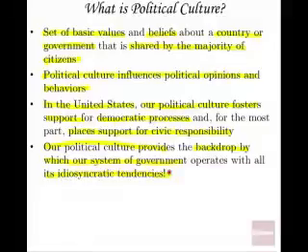Our political culture provides the backdrop by which our system of government operates with all its idiosyncratic tendencies. So there are things in the United States that maybe we take for granted that are just simply not part of the culture in other democratic countries like in the UK or in Canada. They may have similar traditions, but we have a separate political culture that is fairly unique, again, based on our constitutional history.